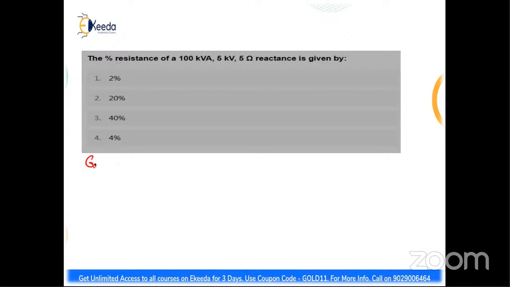Let us write down the given. Base MVA is 100 kVA, since the rating is given in kVA. If you convert that by dividing by 1000, it will be 0.1 MVA. 100 kVA means we divide by 1000 to convert into base MVA, that is 0.1 MVA.